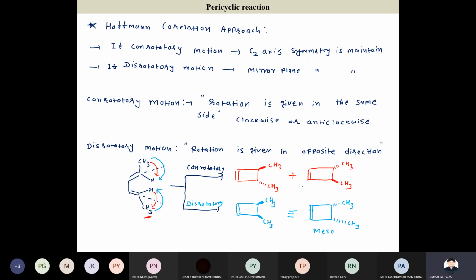So this is called conrotatory and disrotatory motion. Is it clear? Yes, sir. When do we use conrotatory motion? If there is some symmetry? Different. C2 axis. And for disrotatory, you can have a mirror plane symmetry.